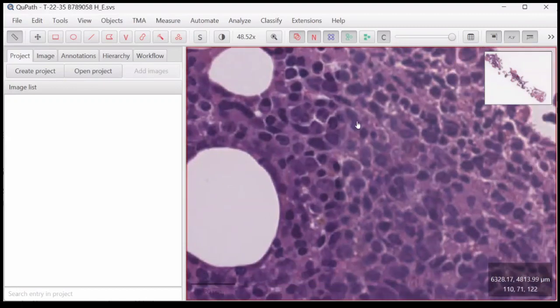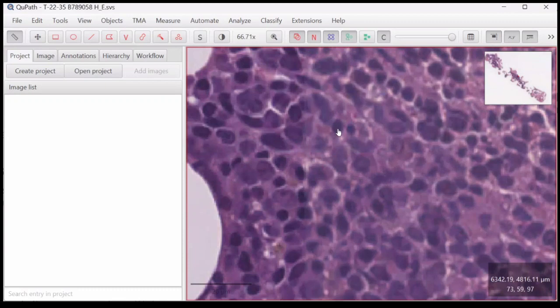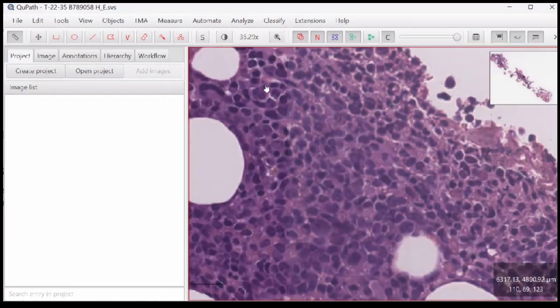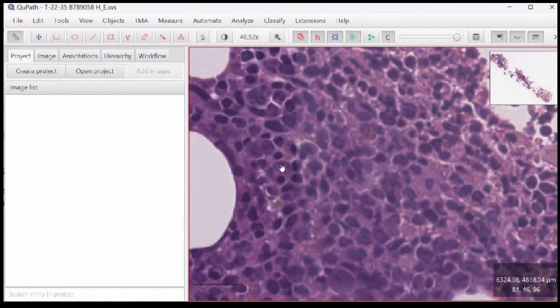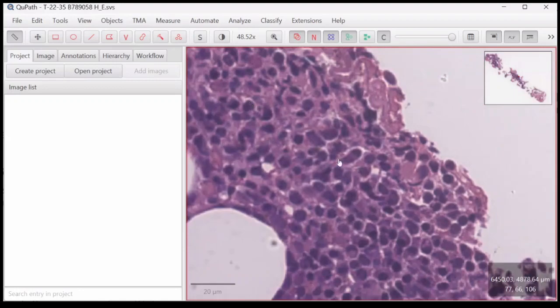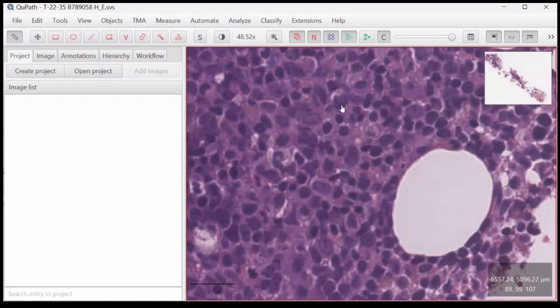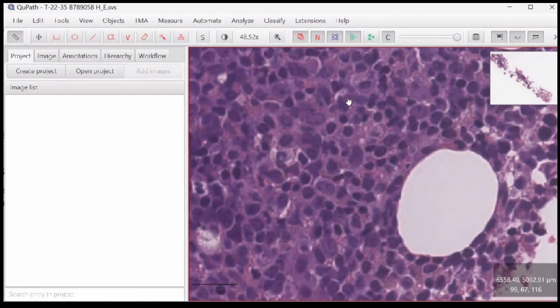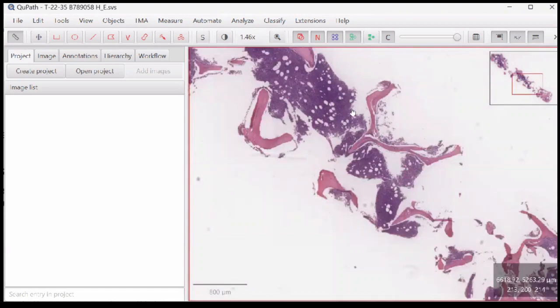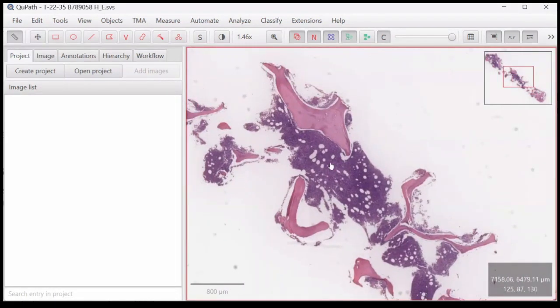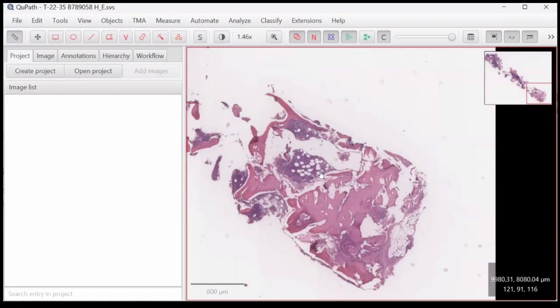If you notice, these cells are quite numerous actually. There's an overpopulation of these cells, and the presence of these cells suppresses the normal hemopoietic precursor cells. Now we move to the immunohistochemistry.